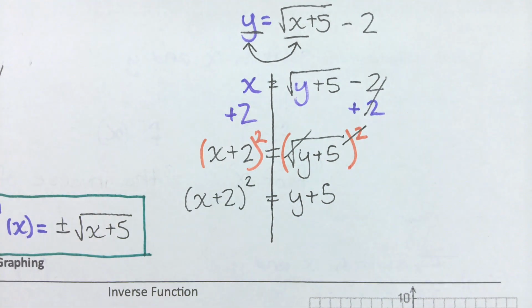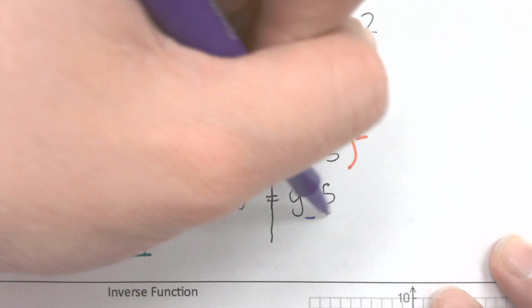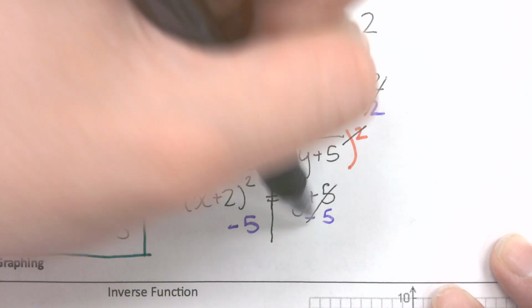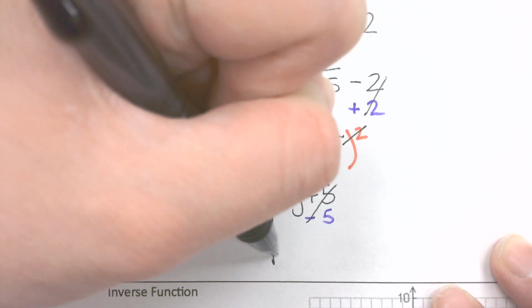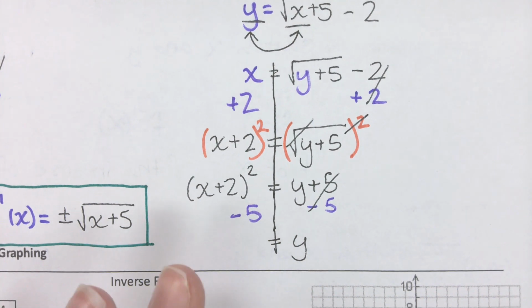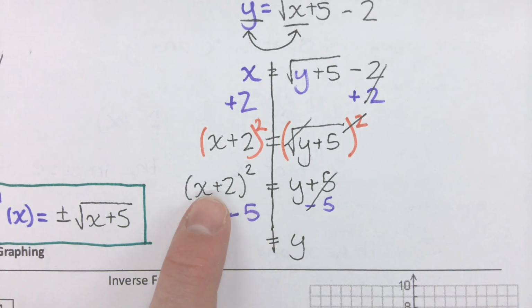Last thing that needs moved is a plus 5, so I'm going to minus 5 on both sides. 5's cancel on the right. We have y by itself now on the right side. Left side, do not subtract 2 and 5. Don't do 2 minus 5. Why can't I do that?